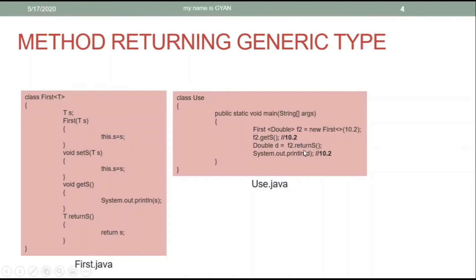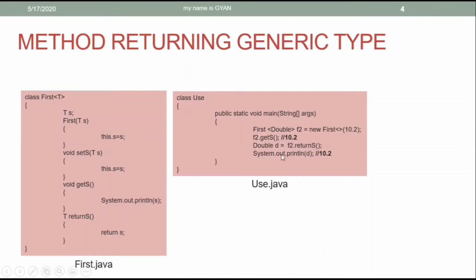But when we call the method returnS by using the reference variable f2, then it returns a value. What type of value? A value of type Double or a value of type Object. By rule, the return type of returnS should be of type Object because T is treated as Object type by the JVM. But if the return type of the returnS method is of type Object, then the reference to that object cannot be stored into a reference variable of type Double without typecasting.